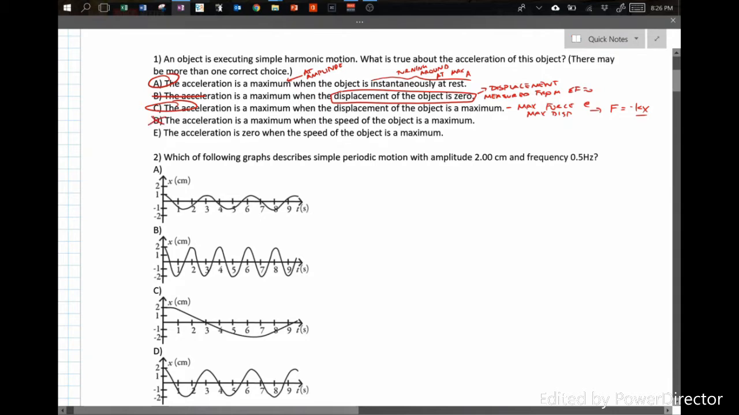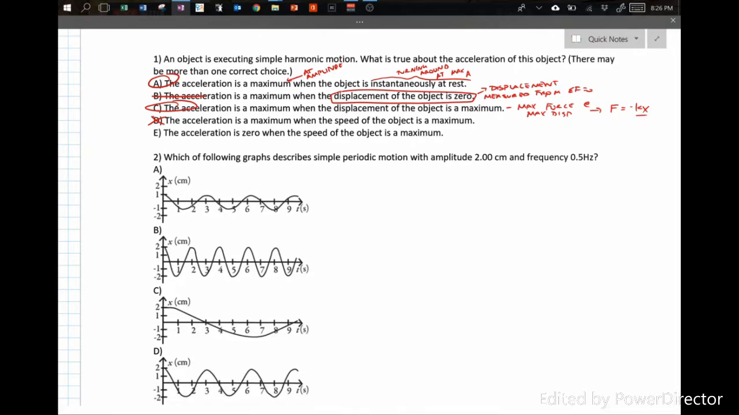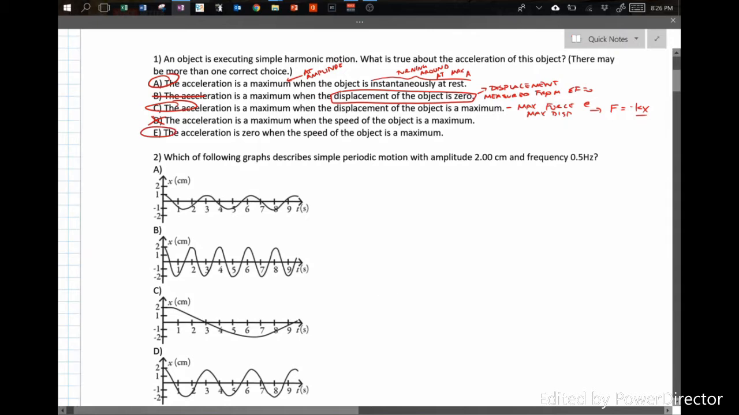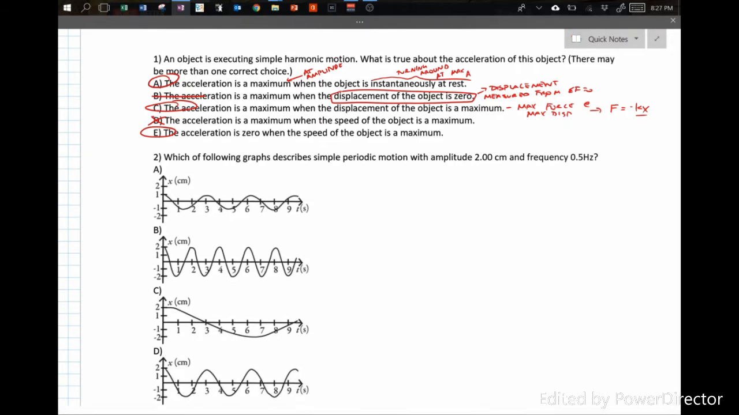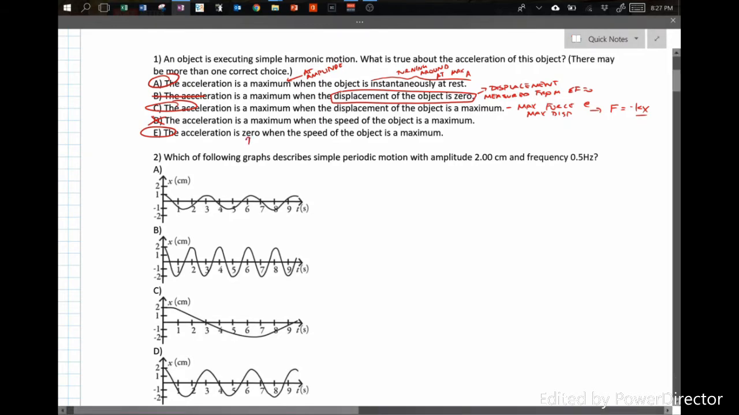The acceleration is maximum when the speed is maximum. Well, that and the previous one cannot both be true. And the acceleration is 0 when the speed is a maximum. Well, that's also true. So there are going to be 3 true answers here, because the acceleration is 0 at equilibrium, and at equilibrium we said the object is moving at maximum speed. It has its biggest velocity.